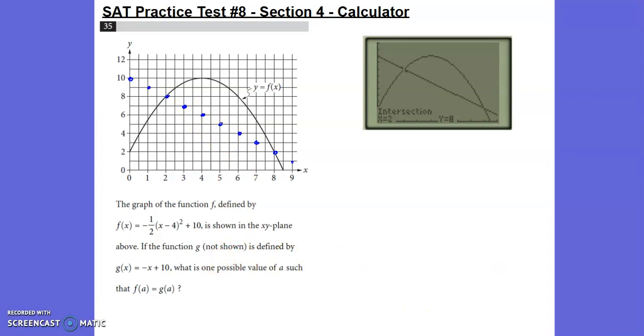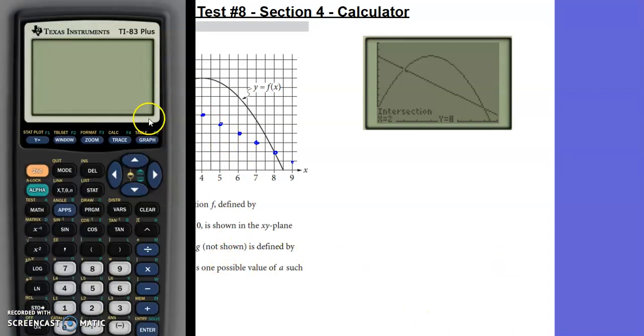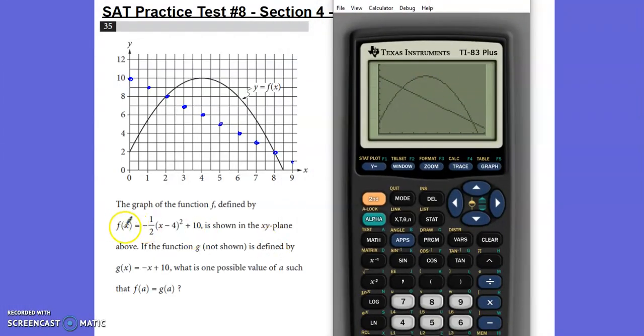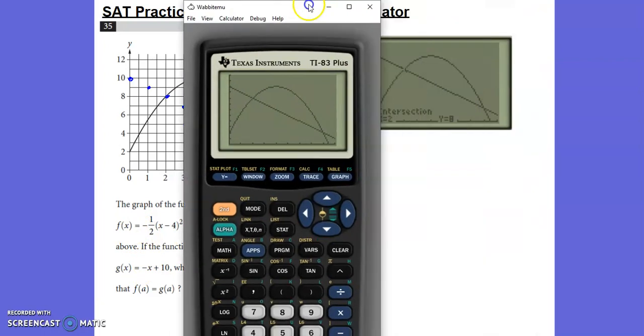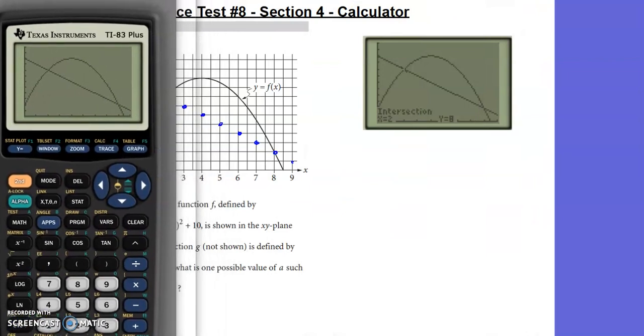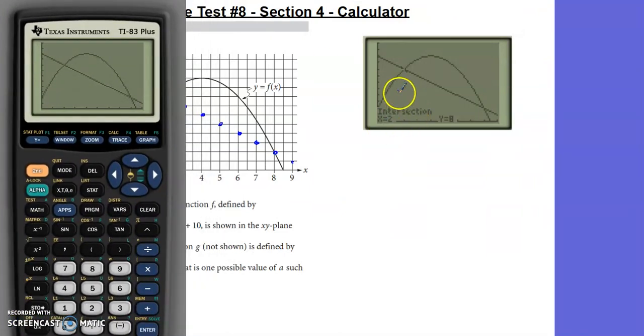Now you do see a screenshot from my calculator here. I'm actually going to bring my calculator up onto the screen. I believe I still have this there. Yeah, so I graphed each of these functions, f of x and g of x, y1 and y2. And then what you can go ahead and do is find the intersection. So I found one of the intersections.